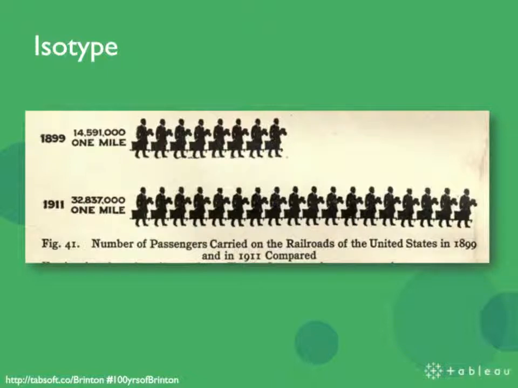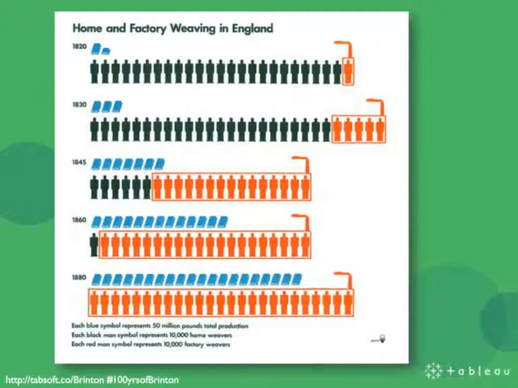And Brinton said, well, instead of just drawing an icon and making it bigger or smaller, and that's really bad, as we'll see in a minute, why not repeat the icons? And that was his chart, 1914. It seemed like a good idea. I choose this as an example of innovation because here is a chart from 1930. It looks very similar. It's all about home and factory weaving in England in the 19th century. This was created by Otto Neurath and his friends in Germany in the 1930s.